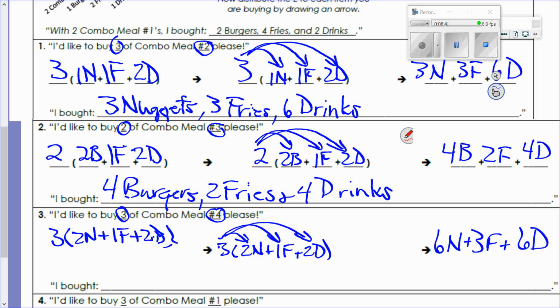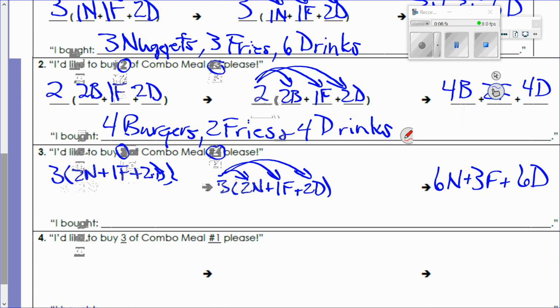Oh, no, Devin. I thought you were adding like 3 plus 2, and then 2 plus 1, and then 3 plus 2. I'm glad it only took 4 examples for you to figure it out, Devin.